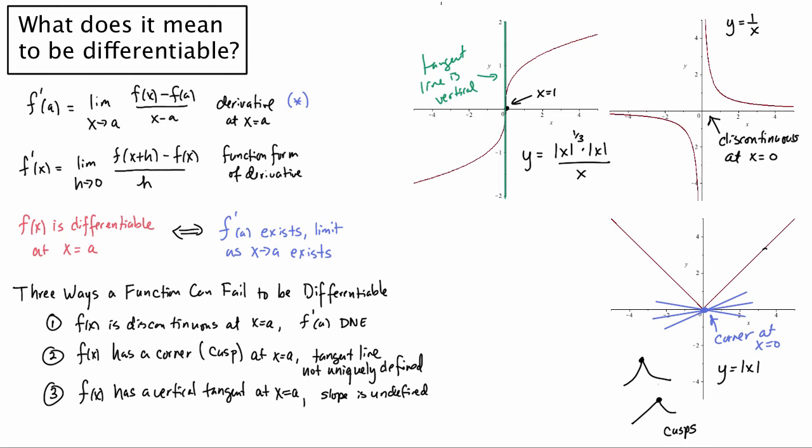And one sort of nice, neat way to tie a bow on this is there is a theorem which governs kind of what we've been saying here, especially when it deals with continuity. And it's probably worth your time to memorize this theorem. It's very simply stated. If the function f of x is differentiable at the point x equal to a, then f of x is continuous at x equal to a.